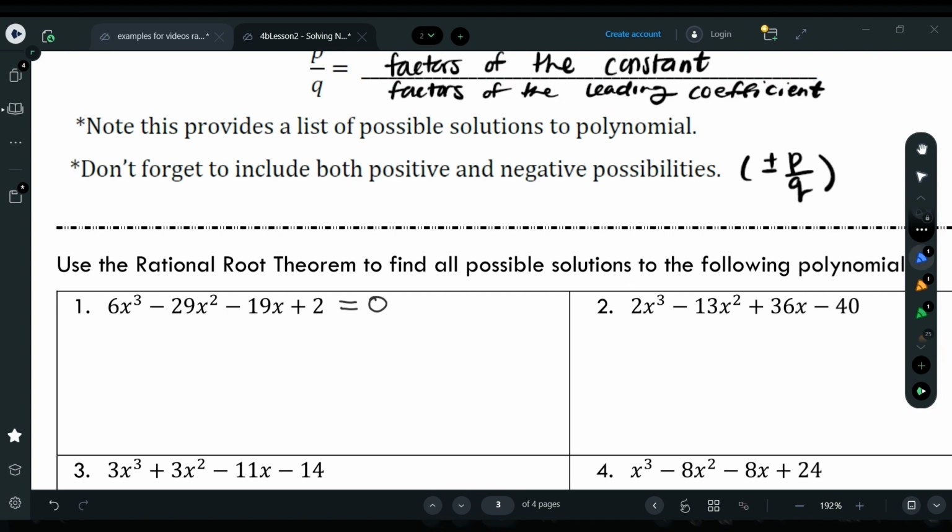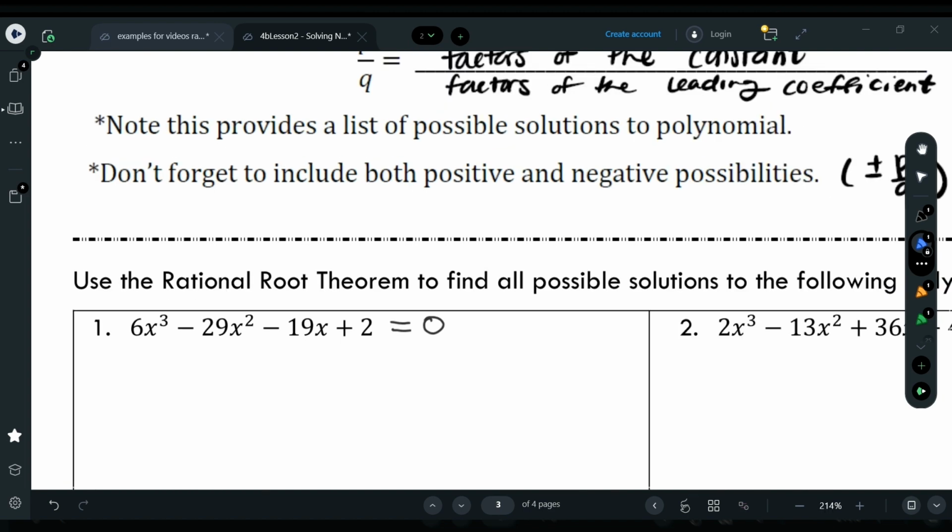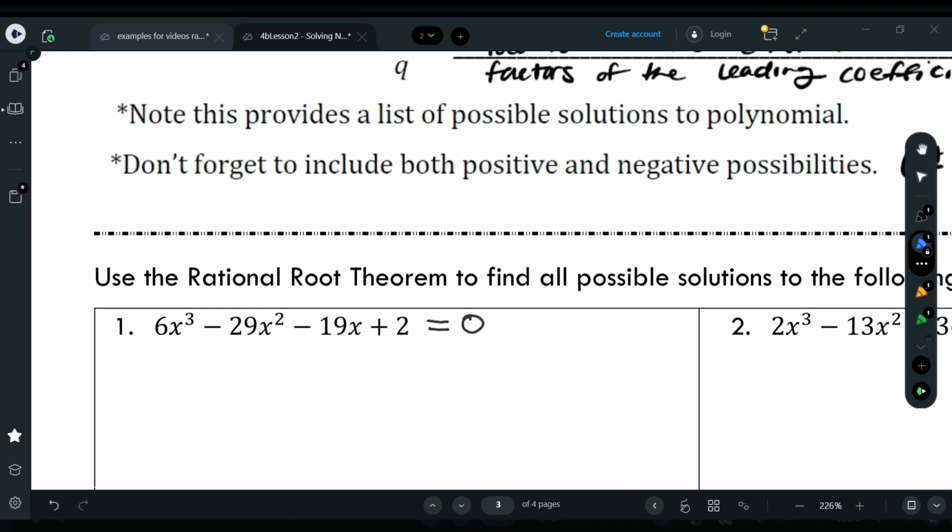So let's figure out what our p over q options could be. Well, let's start by figuring out what are the p numbers. p numbers are factors of the constant. What's the constant here for this equation? It's a 2. So the p values are going to be all the factors of 2. The factors of 2 are only 1 and 2. So that's what we have for our choices for p.